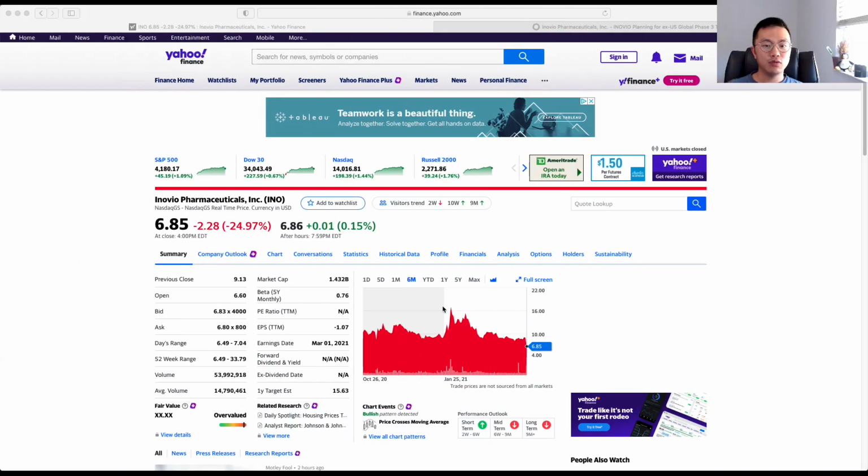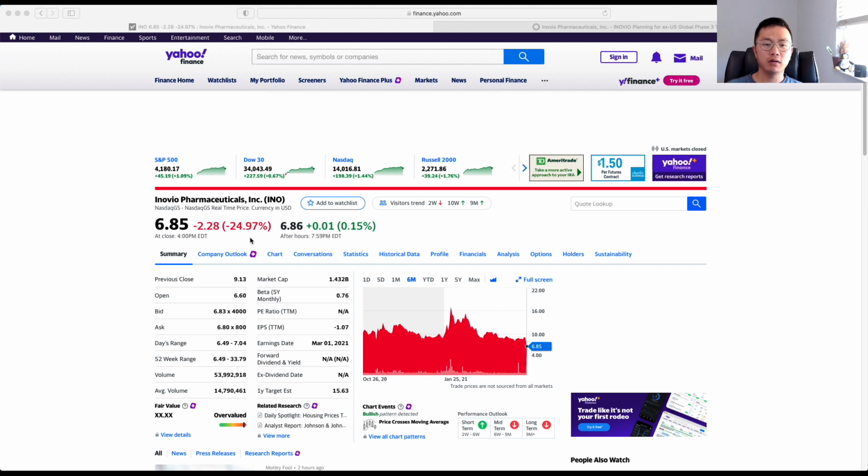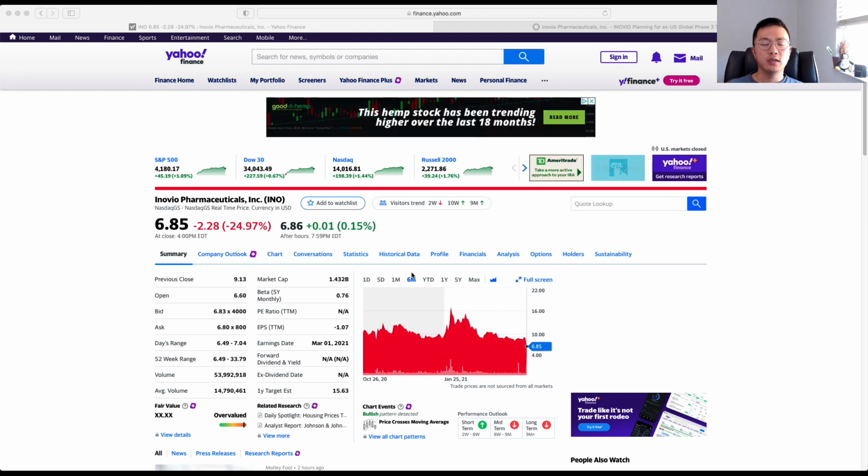Now, as you can see, we are looking at the current share price of Inovio Pharmaceuticals, and why did the company's share price drop significantly today by about 25%? Well, today there was news released by Inovio Pharmaceuticals that the U.S. government is not going to be funding its phase 3 clinical trials, and there are big concerns with shareholders pulling out as a result of this news.